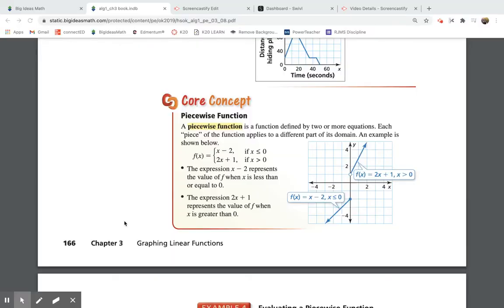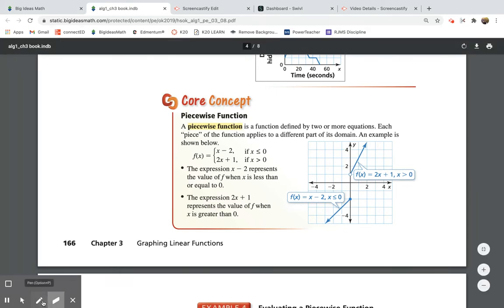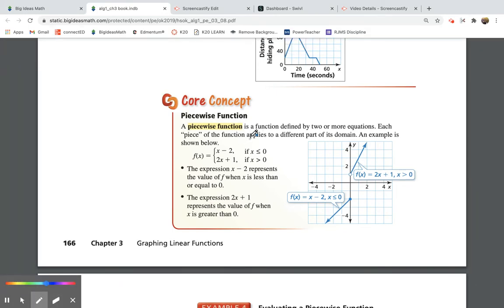The next thing we're going to look at is called a piecewise function. So if you want to write that word down, you can. With this definition, it says a piecewise function is a function defined by two or more equations. Just write that definition with it. You don't have to write the whole thing. It says each piece of the function applies to a different part of its domain, and we know the domain is the x values. An example is shown below.